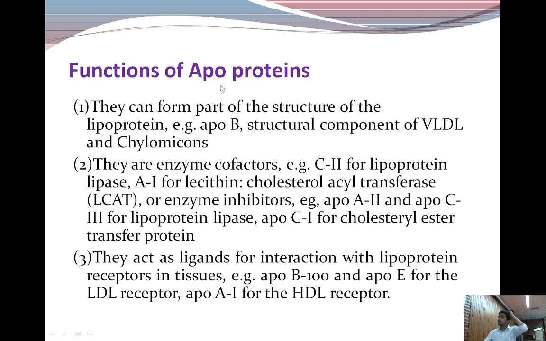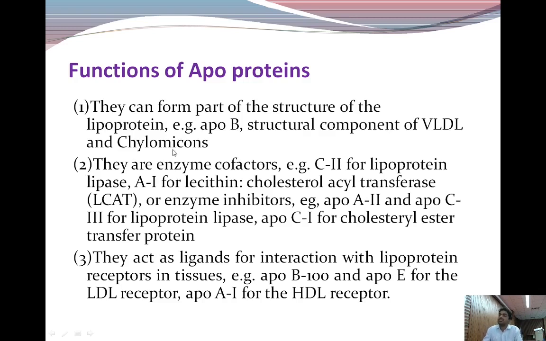So the functions of apoproteins. In the exam, for classification and function, you have to write like this: classification mainly based on density, and then you can write alpha, beta also. Now what is the function of apoprotein? It forms the structural part of the lipoproteins, combining with the surface amphipathic lipids, right? So ApoB is a structural component of VLDL and chylomicron. ApoA is the structural component of HDL.